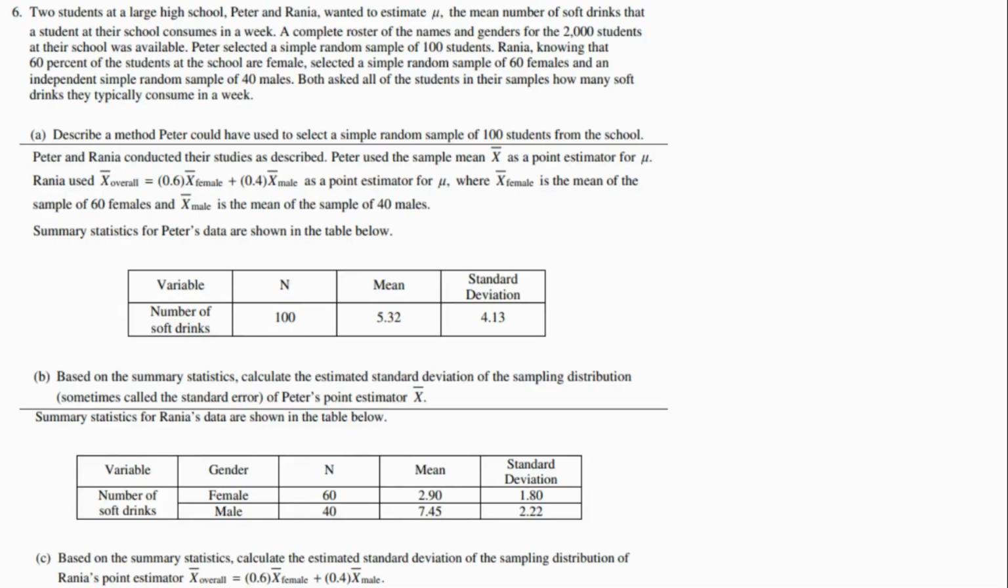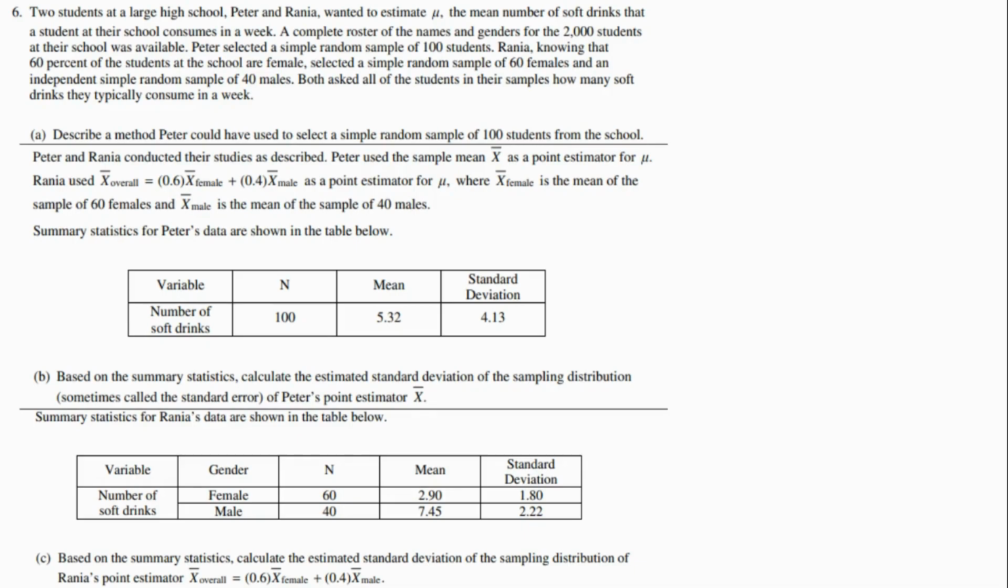Peter selected a simple random sample of 100 students. Renia, knowing that 60% of the students are female, selected a simple random sample of 60 females and an independent simple random sample of 40 males. Both asked all of the students in their sample how many soft drinks they typically consume in a week.